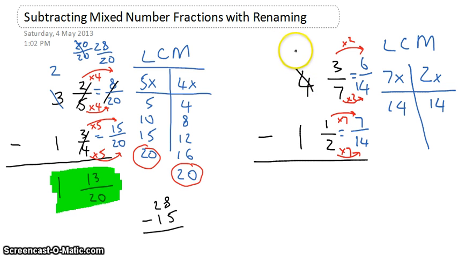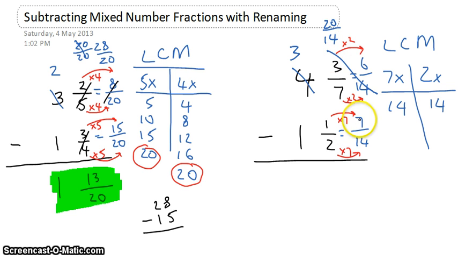I'm going to use blue, sorry. So I can't take 7/14 away from 6/14. So I'm going to rename my 4 wholes as 3 wholes. And I'm going to take one of those wholes and it's going to become 14/14. Okay? So my new fraction that I'm subtracting from is 14/14 plus 6/14, which is 20/14.